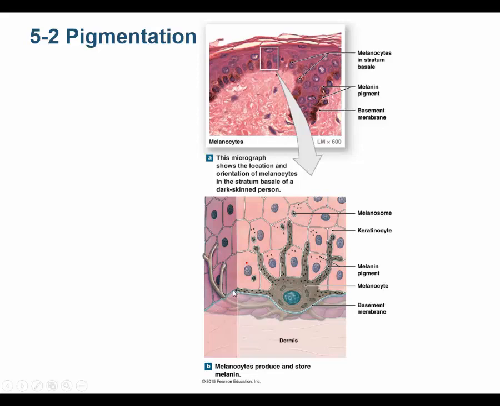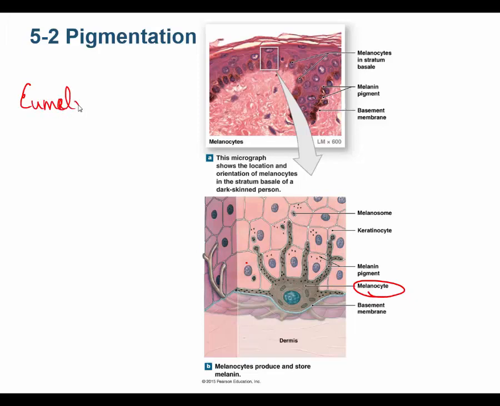There's pigmentation in our skin. What our skin would look like if it was completely translucent would be pinkish because our blood is red. But what our skin looks like, because our skin is not translucent, is it has some kind of color to it. Now this color comes from the melanocyte, but there's different pigments that can be made in the melanocyte.